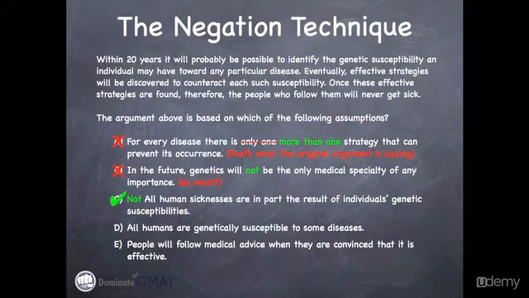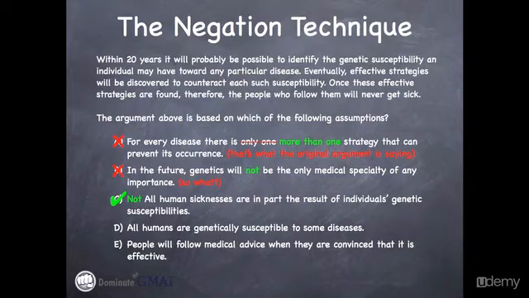Really quickly, answer choice D would also fall apart because not all humans, so what if not all humans are susceptible to some disease? That doesn't play into it here. And whether or not they actually follow advice, the conclusion itself says that the people who do follow the advice will never get sick. So what if people don't follow the advice? Okay, they may get sick, but that's not what I'm concluding anyway, so that's irrelevant.